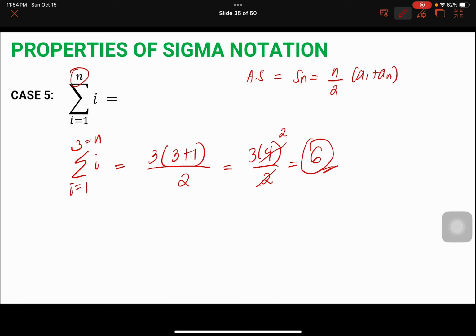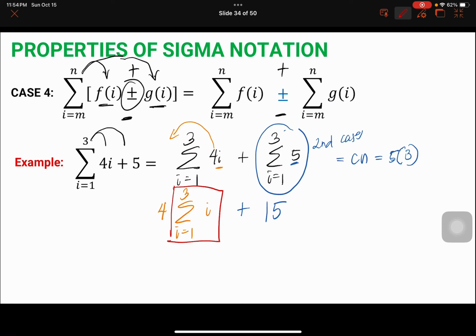So, from this, we can now solve the case 4. So, the summation of 4i from i is equal to 1 up to 3, with summation of i equal to 6. So, we have 4 times 6 plus 15. Okay? So 4 times 6 is 24, plus 15, we will have equals sa 39.